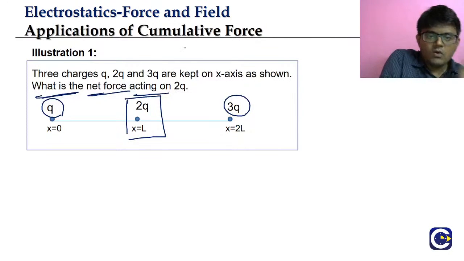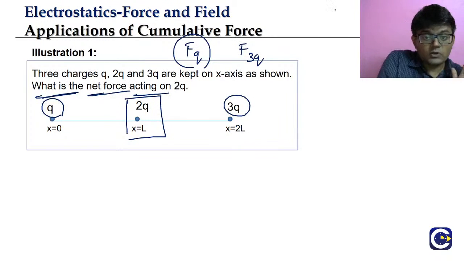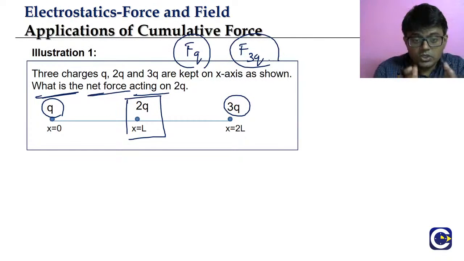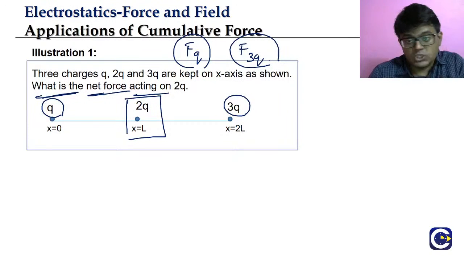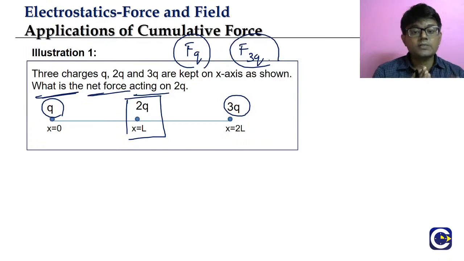One is the force because of the charge Q. The second is the force coming because of the 3Q charge. So on that 2Q charge there will be two forces: one, the force coming because of the charge Q, and second, the force coming because of the charge 3Q. Okay? So these are the two forces acting on the charge 2Q.